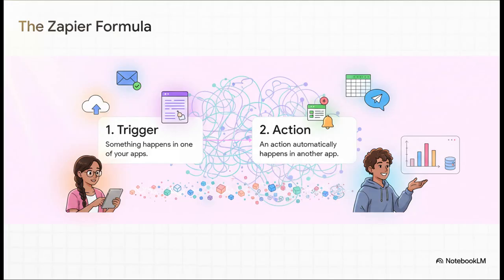What makes Zapier so powerful is just how simple the idea is. Every single automation, they call them Zaps, follows this basic formula. A trigger happens in one app, which then causes an action to happen automatically in another app. It's that simple. If this, then that.